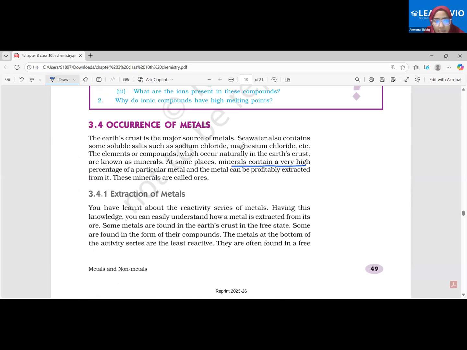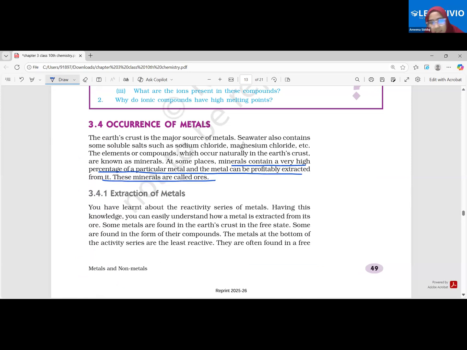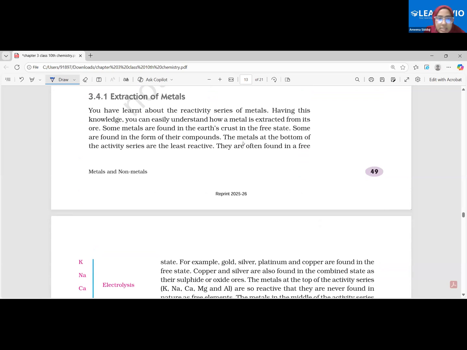You have understood what are minerals? Minerals contain a very high percentage of a particular metal, and the metal can be profitably extracted. These are called ores. The second one, extraction of metals. Some metals are found in the earth's crust in the free state. These are very less reactive metals, right? Gold is found in the free state.